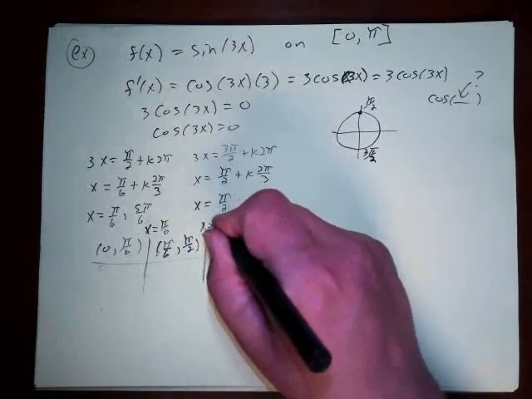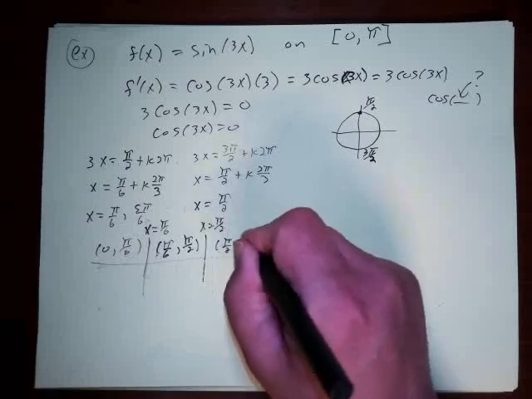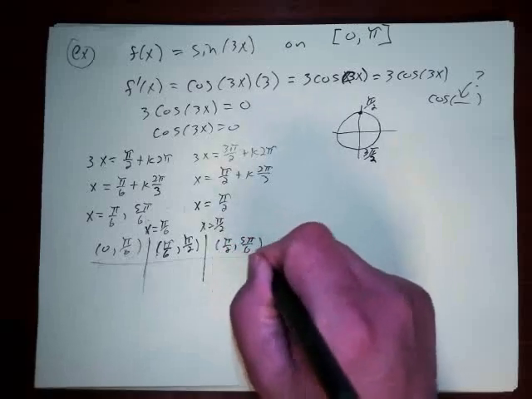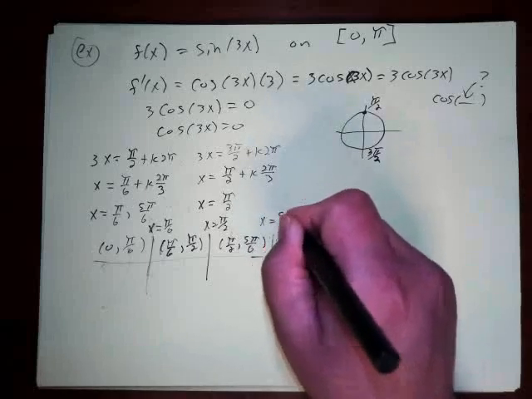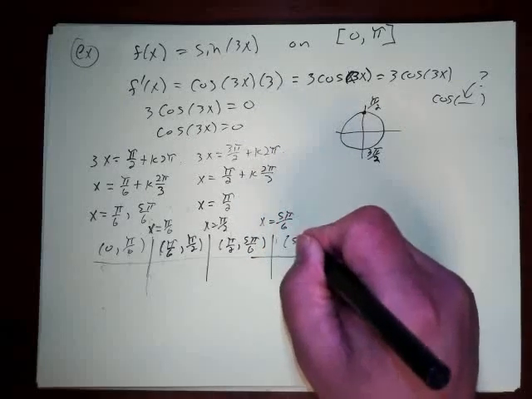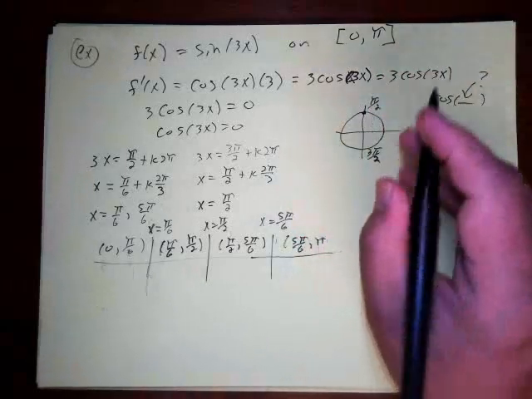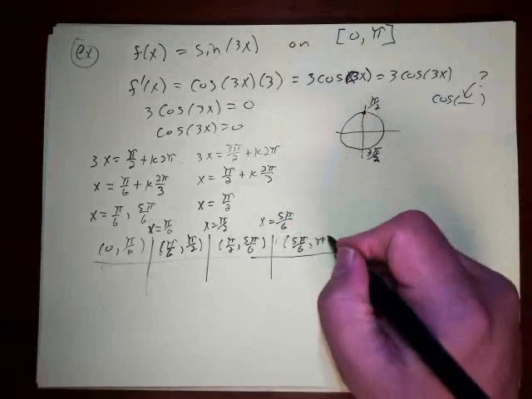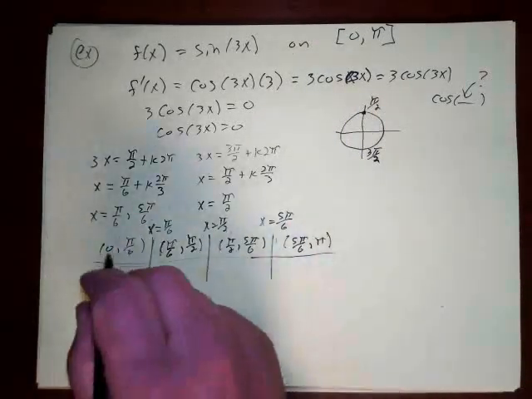That takes you up to the pi over 2 critical point. And then pi over 2 to 5 pi over 6. That takes you up to this critical point. And then you have 5 pi over 6 to pi. Not 2 pi, but up to pi. And so now I need a test point out of each of these intervals.